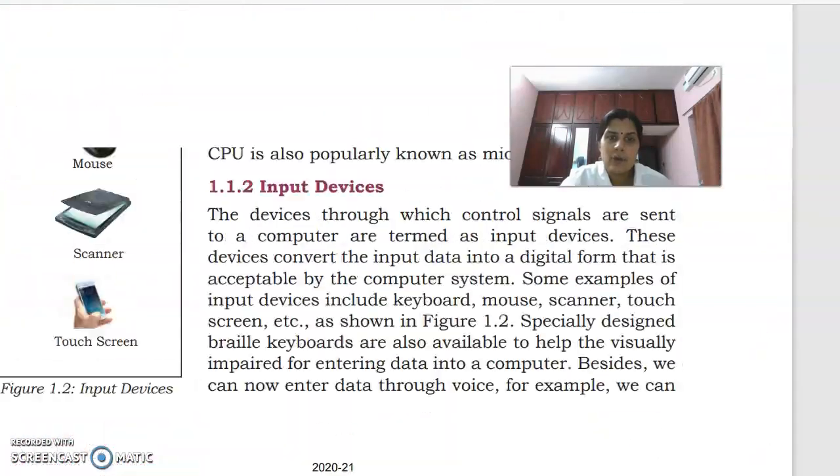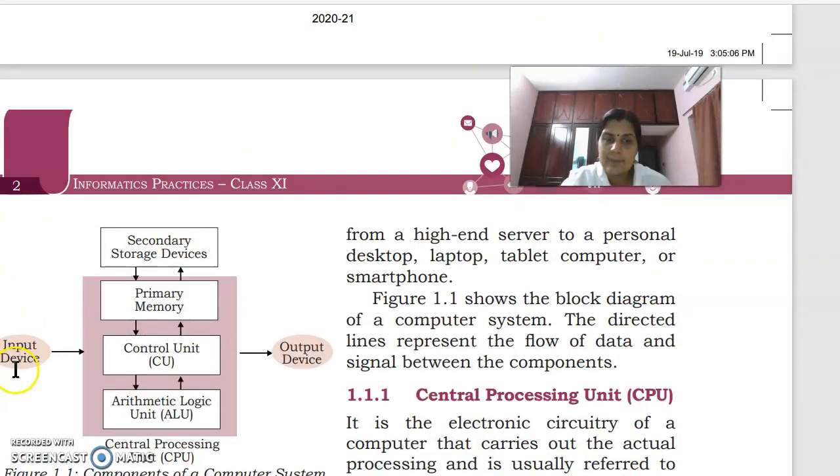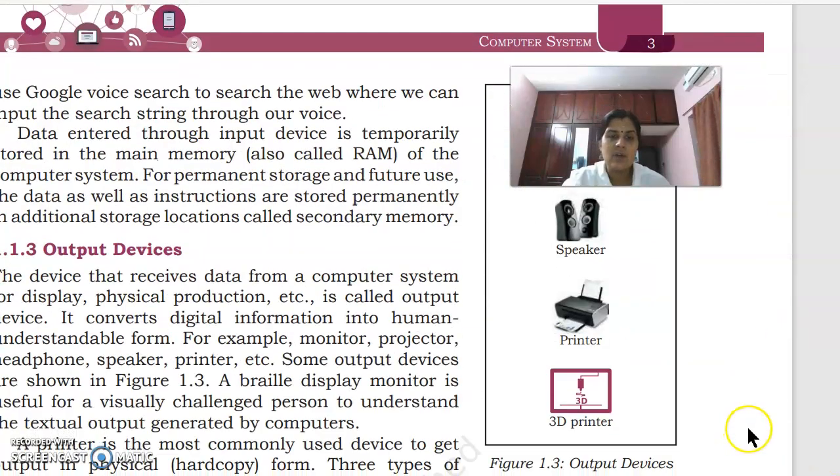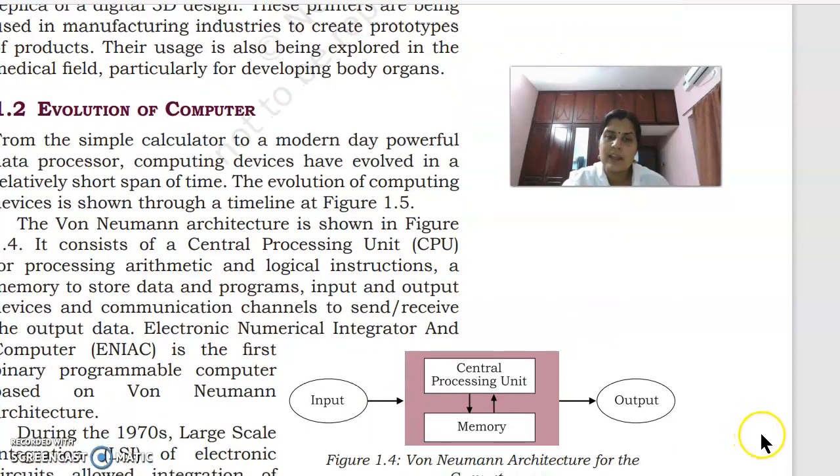So these are about output devices. We discussed input device, output device, and CPU. Then next is memory. Before that, we have to discuss the evolution of computers. Evolution of computer means, as the name implies, from where computers evolved.